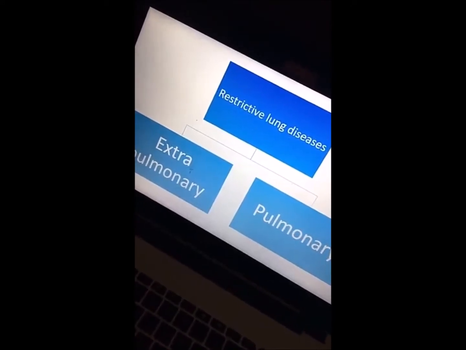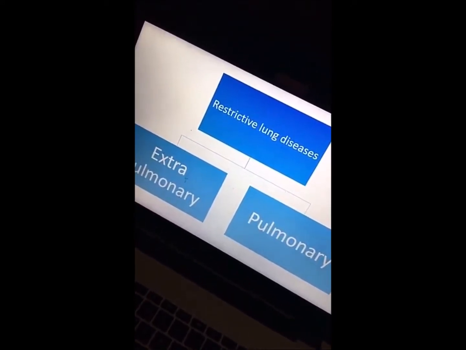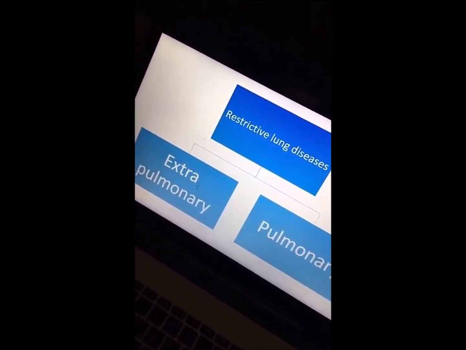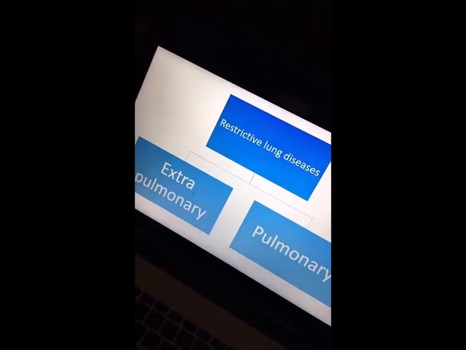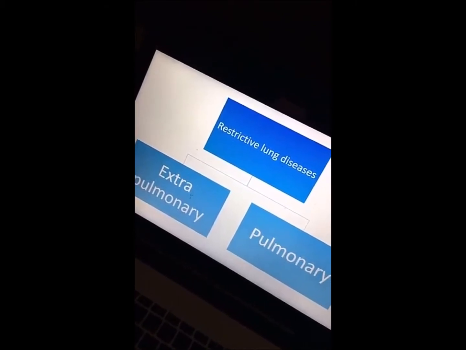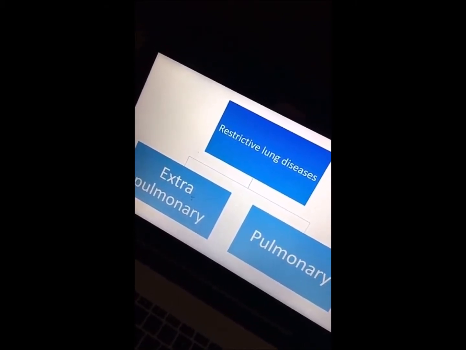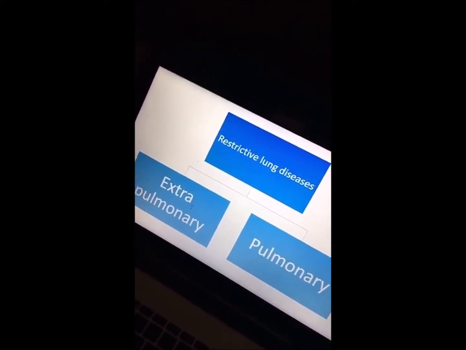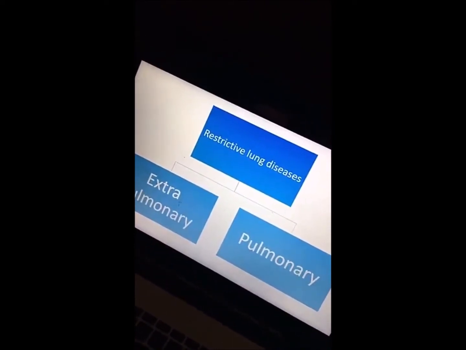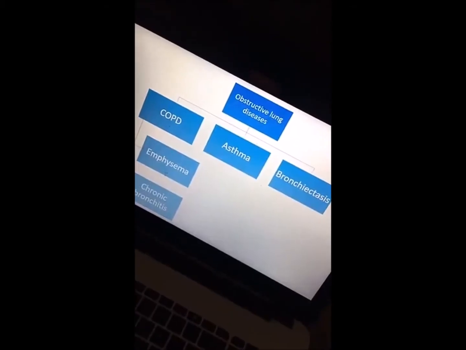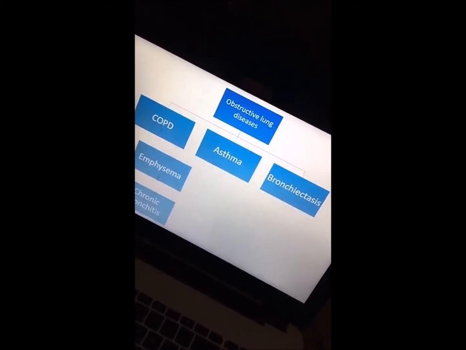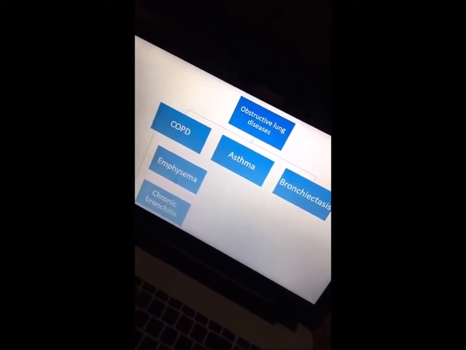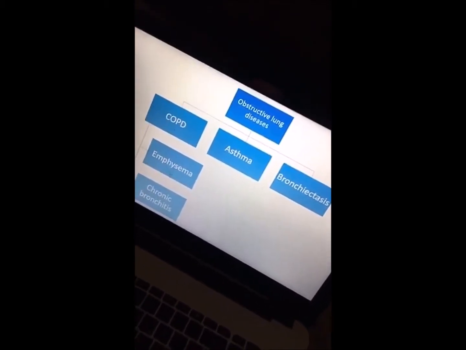We start with restrictive lung diseases, which are characterized by reduced lung expansion. It is either extrapulmonary or pulmonary. For extrapulmonary, it is caused by neuromuscular diseases or chest wall abnormalities. And for pulmonary, it is interstitial. For obstructive lung diseases, we have asthma, bronchiectasis, and COPD, including emphysema and chronic bronchitis.